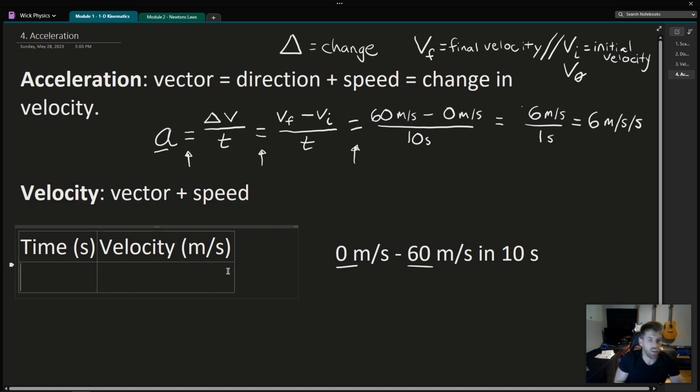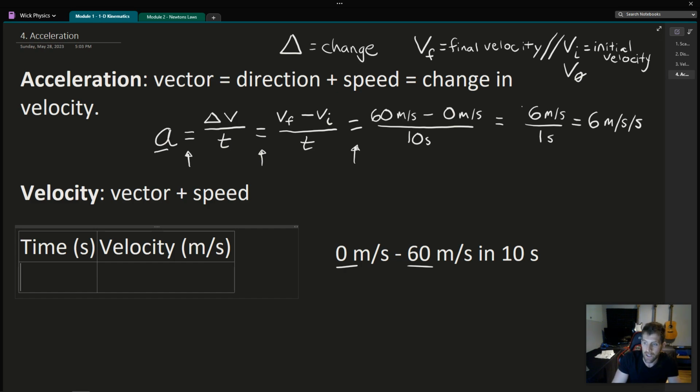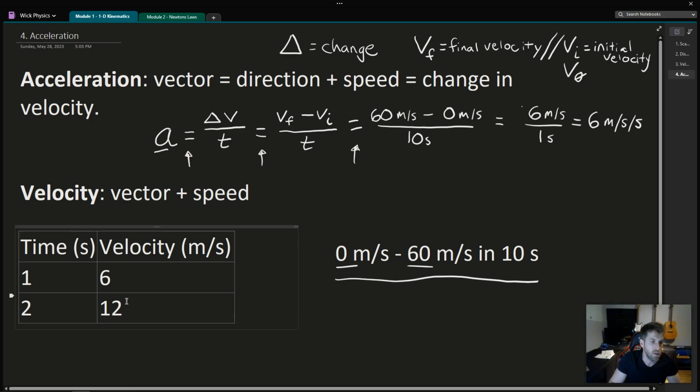I like writing these charts because perhaps this will give us an idea as to how to look at acceleration over a given period of time. So at time 1 second, the velocity would be 6 meters per second. At 2 seconds, it would be 12, because we're still talking about this problem here. We're still talking about going from 0 to 60 in 10 seconds.